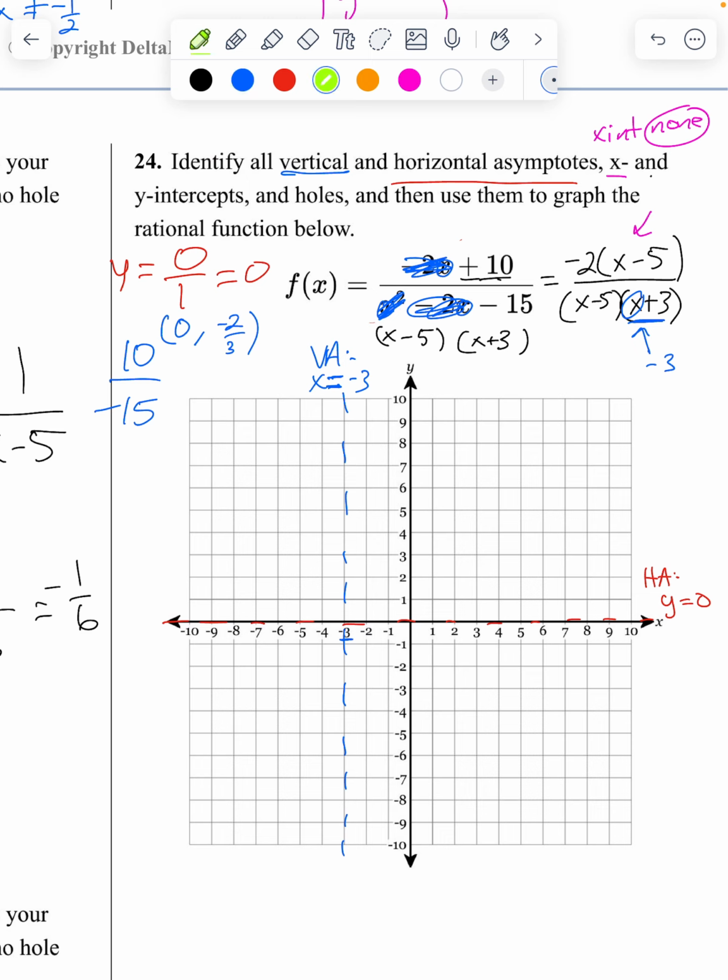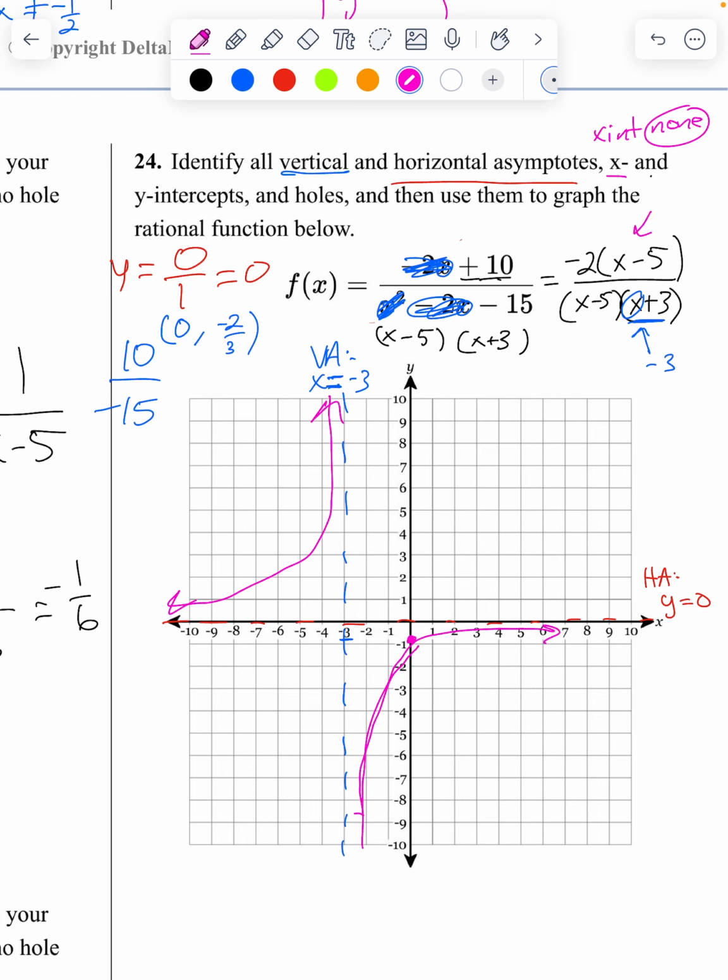So I'm going to actually draw this thing, and I'll do it in pink. At 0, negative 2/3, which would be right here, there's going to be the y-intercept. I didn't graph it, but I think it's going to look something like this. And get really close here. And then probably something that looks like this.